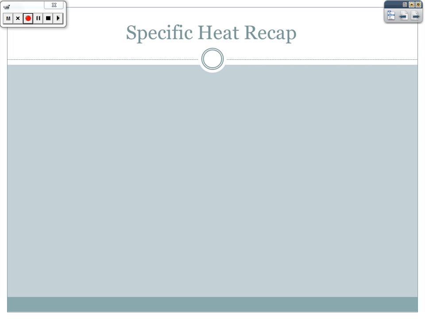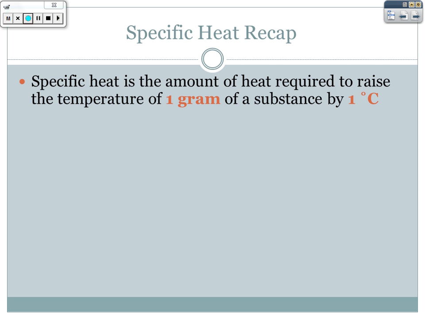So let's talk about specific heat again, because we have already covered that, but it was a while back. So let's have a recap. The first thing is that the specific heat is the amount of heat required to raise the temperature of 1 gram of a substance 1 degree Celsius. And we give that as an equation, Q equals mc delta T.